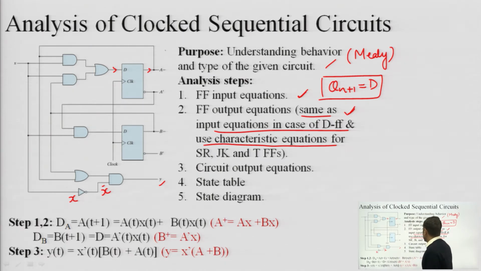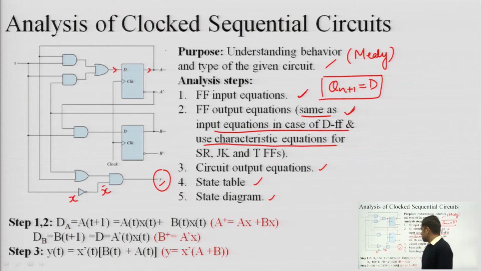Then we have the circuit output equation, that means the final output, not the flip-flop output. We have to be very careful about the flip-flop outputs and the circuit output. The flip-flop output will be termed as the state of the circuit, and this Y output will be something else, separate from the flip-flop outputs. So we have to be very careful by checking the outputs. Then, using the circuit output equation, we have to find the state table and then the state diagram.